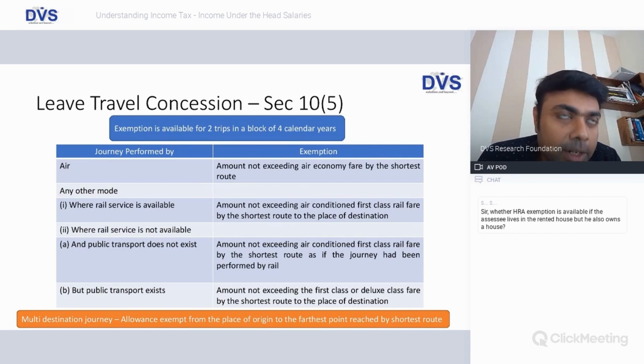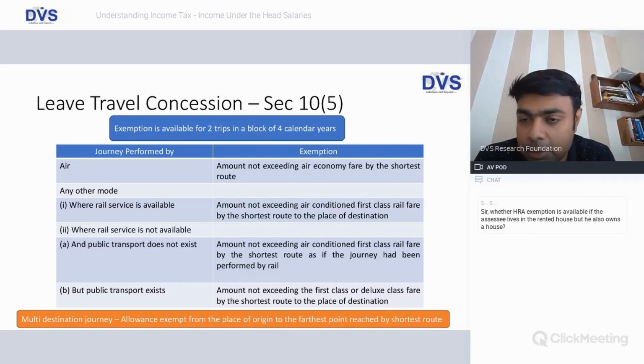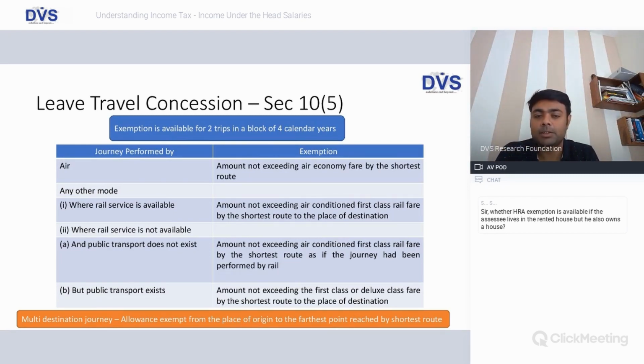So if you're traveling from Chennai to Goa and then to Bombay, so your final destination is Bombay. So we will take Chennai to Bombay, whatever is the airfare, that will be eligible for exemption. And where rail service is not available, but public transport is there, whatever is a first class or deluxe class fare by bus, public transport is the only other option. Where that is also not there, amount not exceeding first class airfare by the shortest route, as if the journey has been performed by rail. So you take the number of kilometers and then see for that distance, what is the general first class AC fare, that's what you will take.